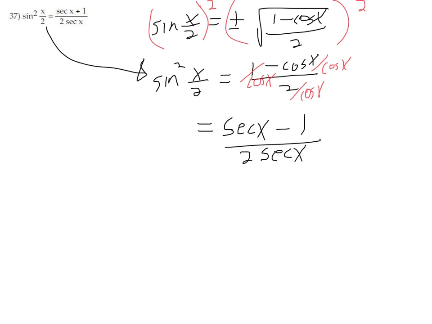Now take a look at our identity. We're supposed to have a plus. We got a minus. So either this is not an identity and we need to just verify with like an x value, or I made a mistake. Let's take a look, make sure the identity is right. We have sine x halves is 1 minus cosine x. So the minus is there, minus is there, minus is there. This does not appear to be an identity.